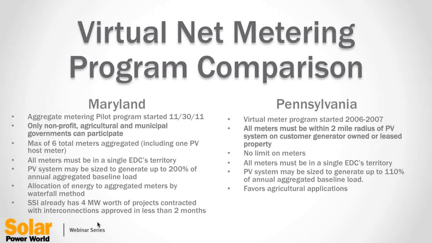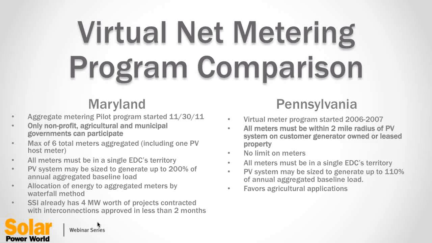It's a maximum of 6 meters for the pilot program, and all meters must be within a single electric distribution company's territory, which is pretty standard. Obviously, it would be pretty complicated if you had meters throughout the entire state or multiple states that were in different EDC territories. And the PV system, which is a little bit unique for Maryland, is that you can size it to generate up to 200% of the annual aggregate baseline load. So the total energy demand of all the sites can be offset with the PV system design here.